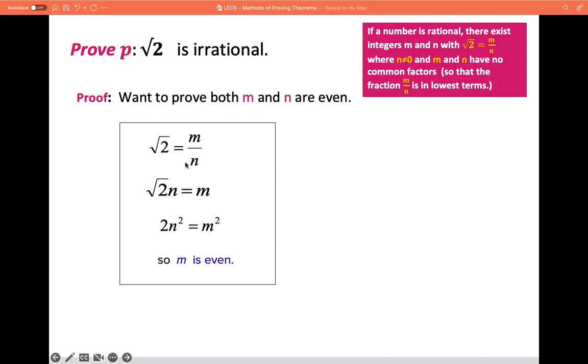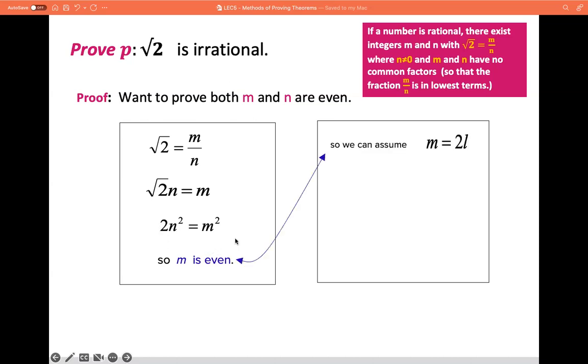Okay, so that cancels out the n from the right side. So we have square root of 2n is equal to m. And now taking the square of both sides, we have 2n squared is equal to m squared. So you can see that m squared is actually even because it has the form of 2n squared, which means that it is divisible by 2, or it has a factor of 2.